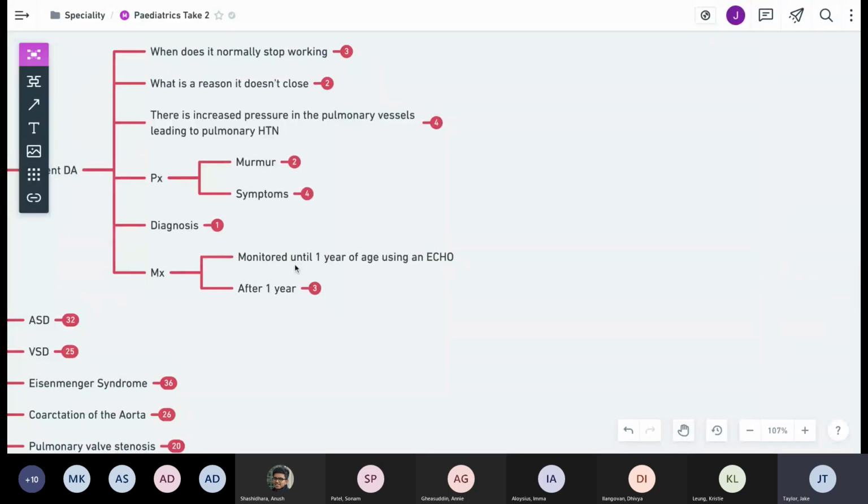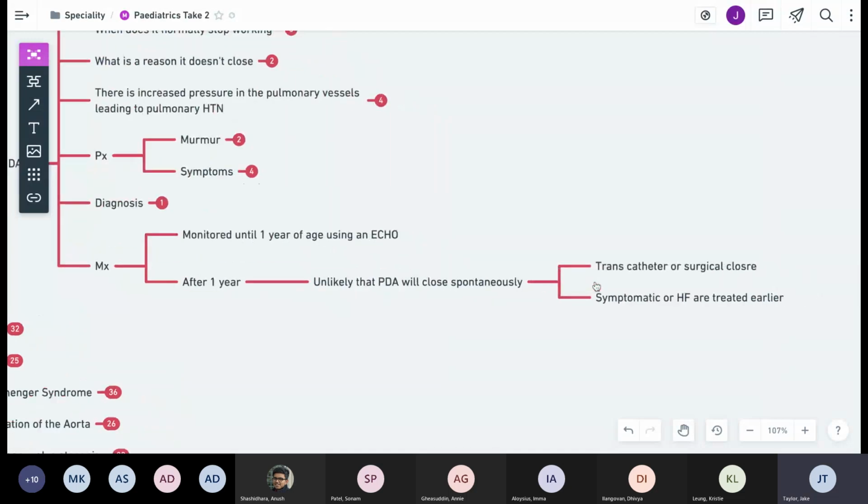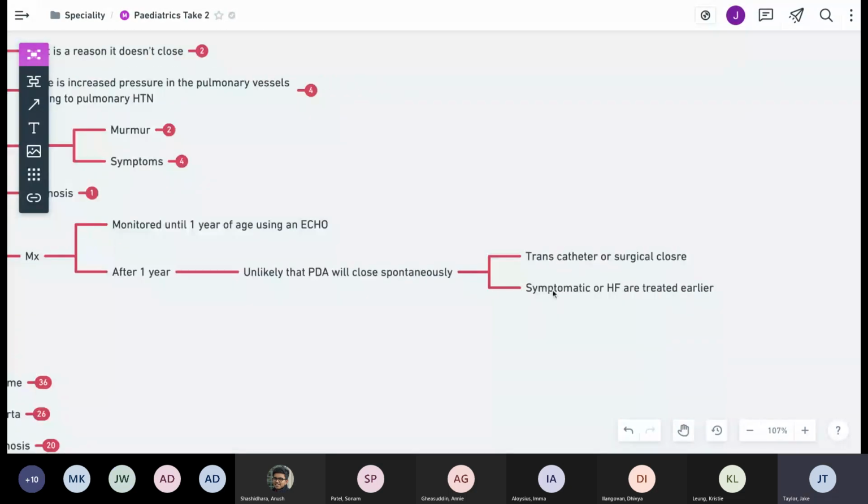So for most of them, they're okay if they're not really symptomatic, because the majority of them are picked up asymptomatically. You can monitor them for at least 1 year of age using echo. After 1 year, it's very unlikely to close by itself. So what we can do is a transcatheter or surgical closure, but symptomatic or heart failure patients are treated earlier. And you are right, Chris, you can use NSAIDs, but that isn't normally what is done. Normally it's monitored to see if it would close by itself. And then if it's symptomatic, they can go earlier.